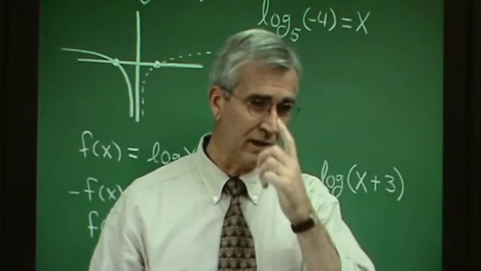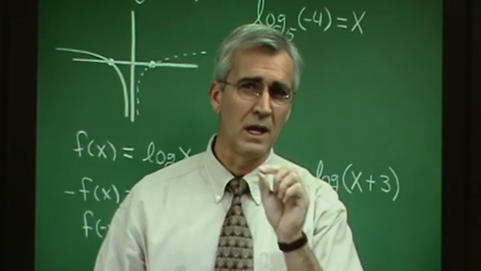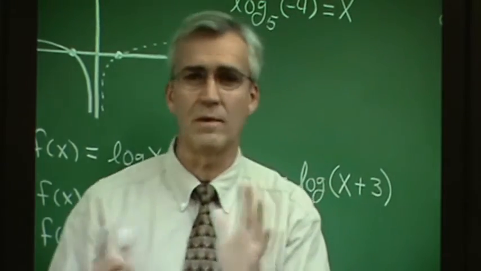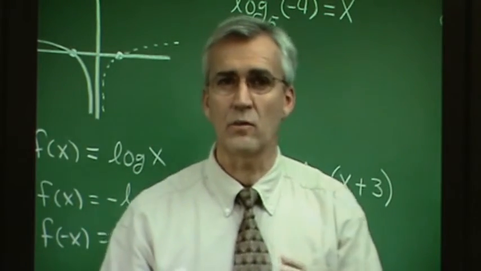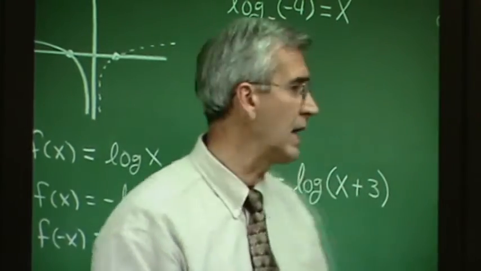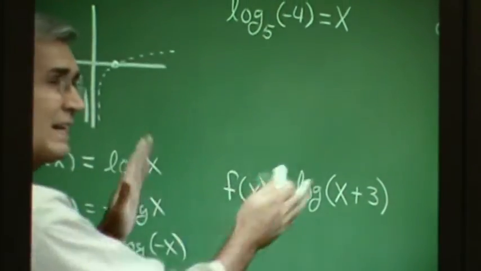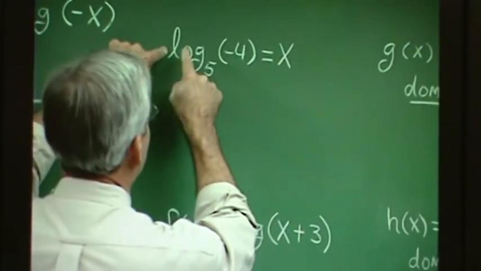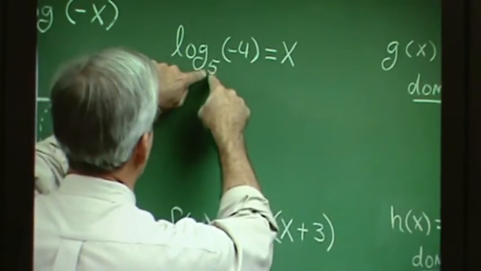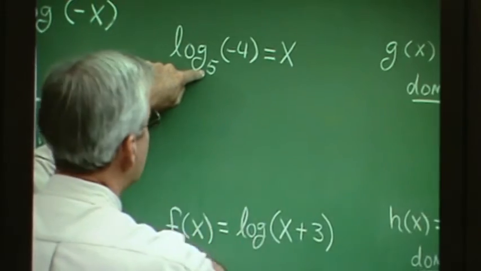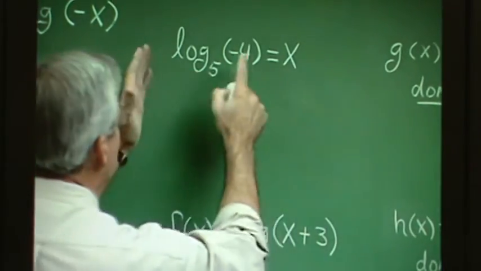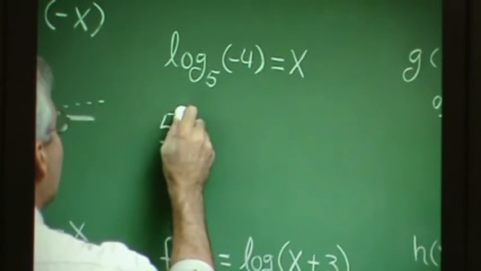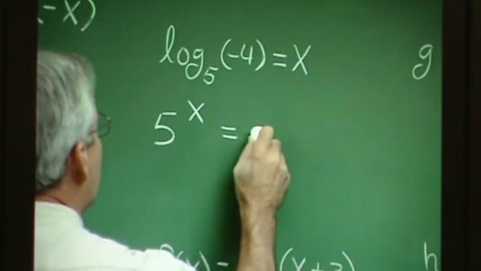Well, it's the case for a number of reasons, but it manifests itself in a situation where we try to take the logarithm of a negative number, and it turns out that we can't do that. Let's see why we can't do it from the perspective of an exponential equation. Suppose we try to take the log of negative 4 in, let's say, base 5. The base really doesn't make any difference here, but we set this equal to x, and then we have, in exponential form, 5 to the x power is equal to negative 4.